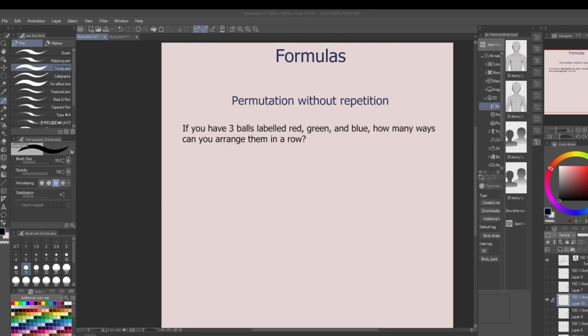Next, we can move on to an example. If you have 3 balls labeled red, green, and blue, how many ways can you arrange them in a row? Since we have 3 balls, n is 3, and since we're arranging 3, r is also 3, which means we can plug those into the formula and get 3 factorial over (3 minus 3) factorial, which gives us 6.